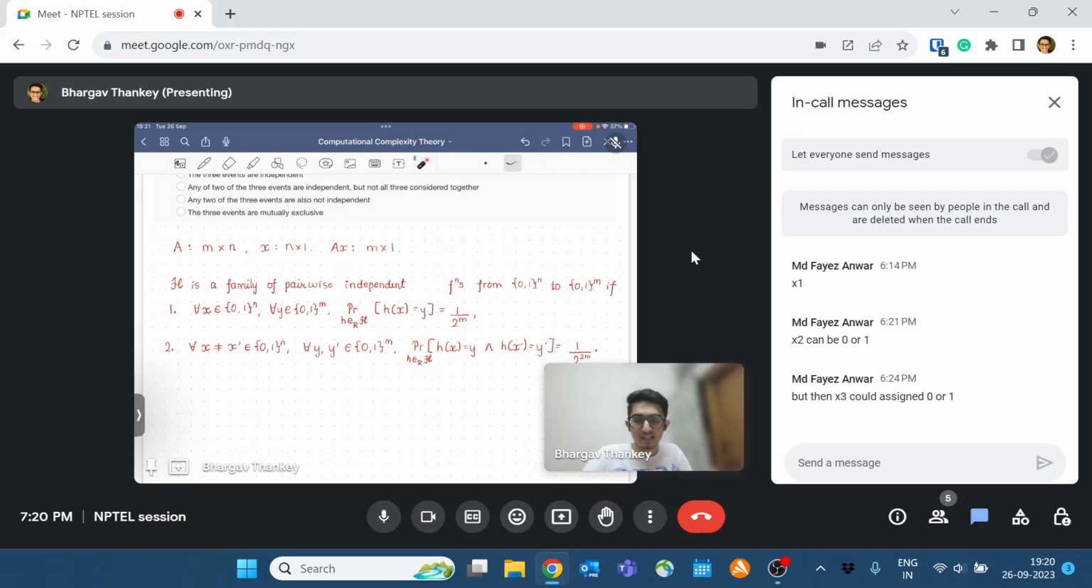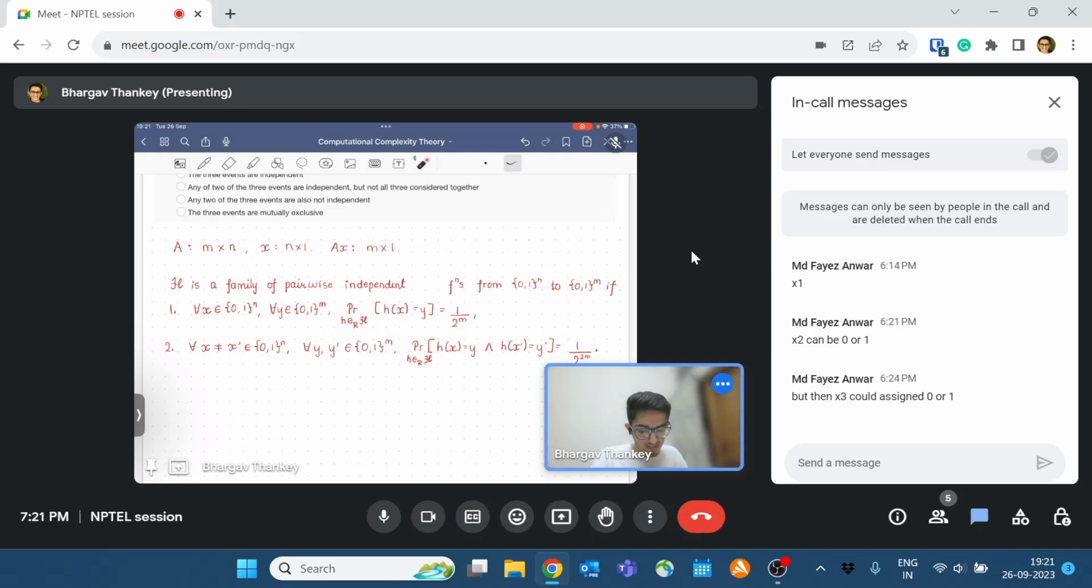So the first property says that H behaves as a random function, in that if you pick an element uniformly at random from H and apply it to X, Y could be anything from {0,1}^n with equal probability. So it's basically something like this: you pick an X, and it's something arbitrary from {0,1}^n.